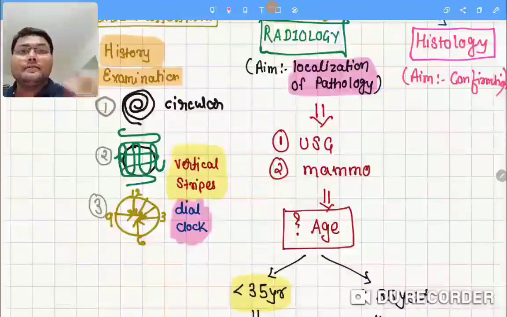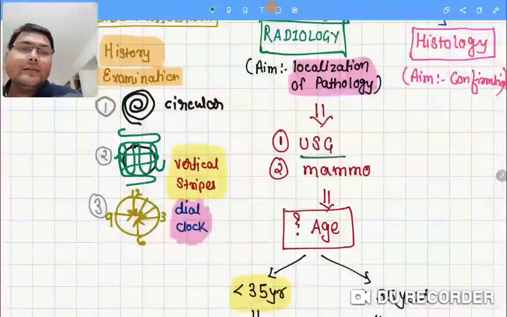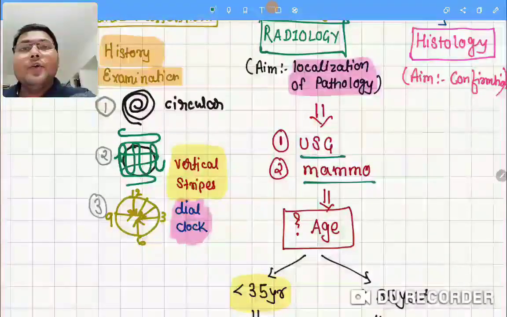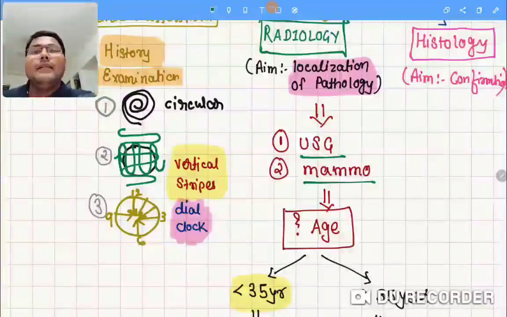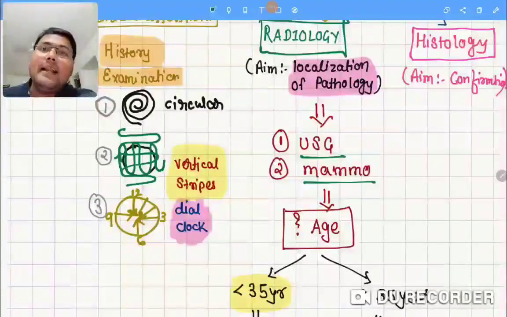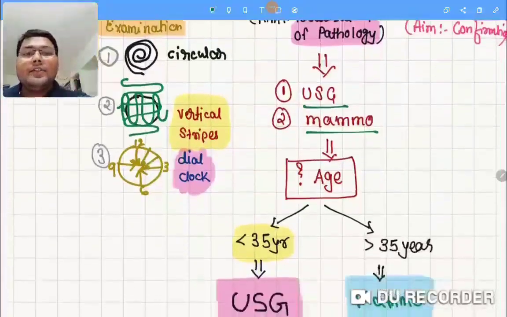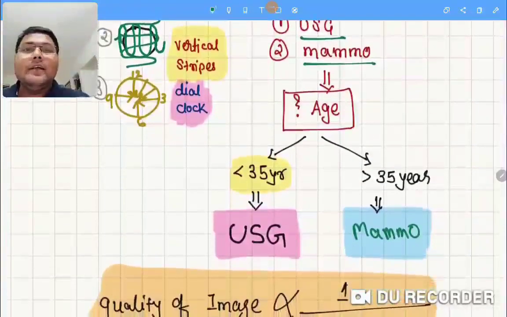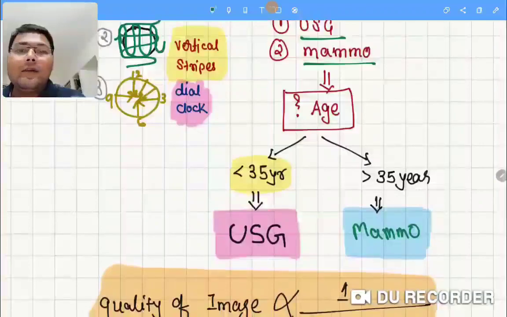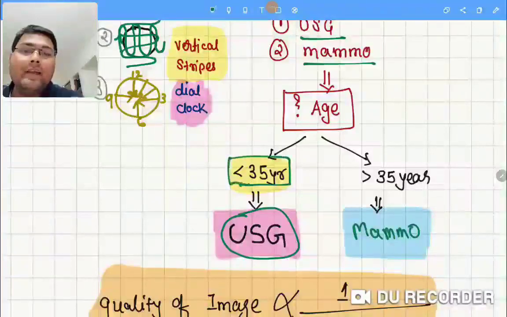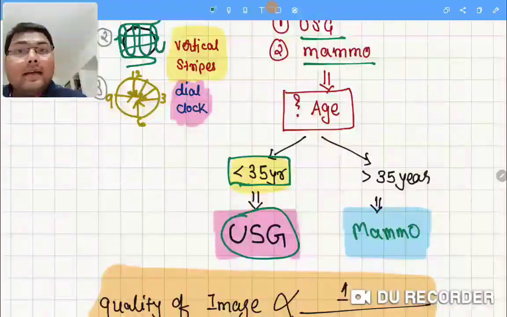One is USG, the other is mammography. But in which patient should you go for a USG and in which patient should you go for a mammography? Is there any criteria? Yes, there is a criteria of age. In a younger patient, less than 35 years of age, we will go for ultrasonography, right? Ultrasonography.